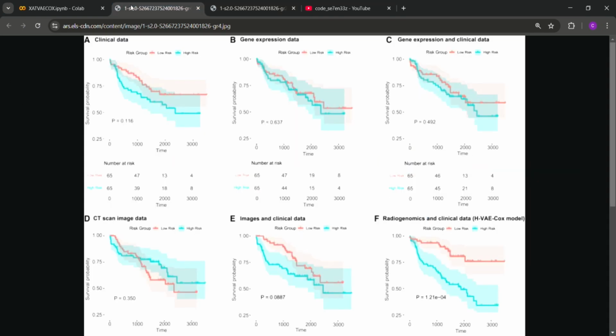The lung disease dataset. We are using the lung disease dataset from the Lifelines library. The dataset contains information about patients with advanced lung cancer. It includes features such as age, weight loss, meal calories, Karnofsky score, a measure of the patient's ability to carry out daily activities, time, the time until an event occurs, and status, whether the patient is alive or not. We process this data by standardizing the feature values and using it to train the XAT-VAE-COX model.